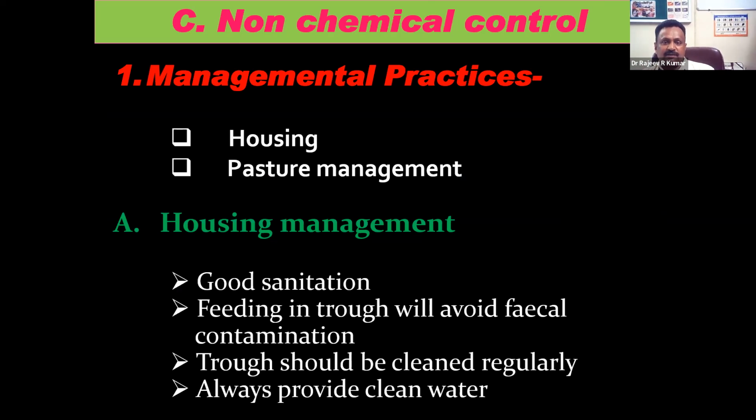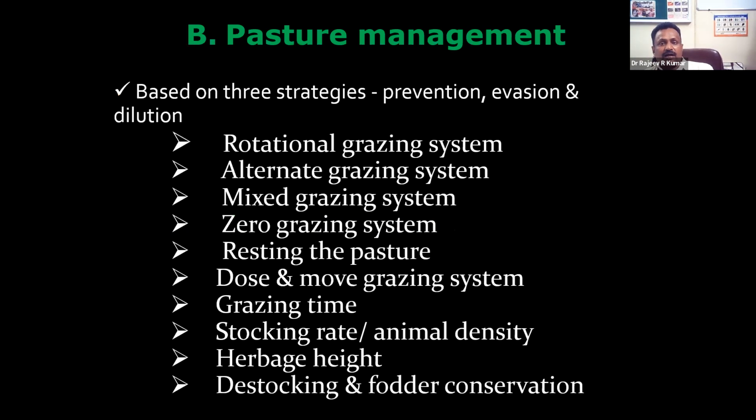Coming to the managemental practices: housing, pasture management. Housing, good sanitation, feeding in trough. It avoids fecal contamination, because the eggs pass through feces and contaminate, and then under exposure to environmental conditions, the houses can easily be contaminated with infective larvae. Proper ventilation is an important thing. Now, pasture management.